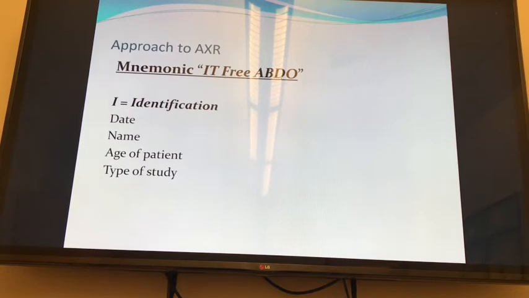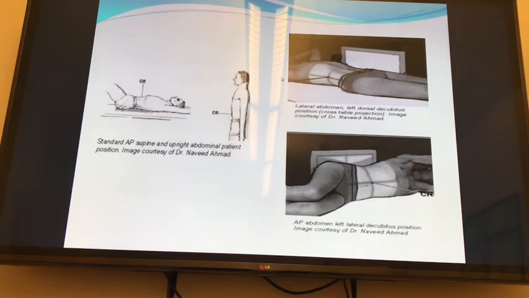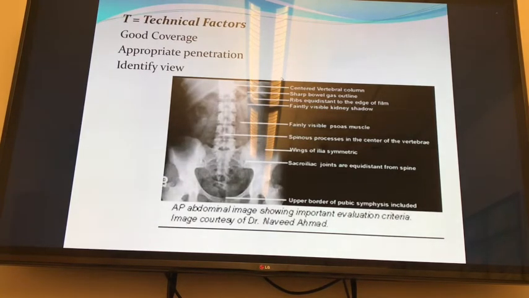Abdominal X-ray identification. What sort of view are you looking at? Technical factors: I'd like to see that the spine is not whited out, that there's enough penetration to see the vertebrae. I'd like to see the fat stripes, which shows that it's good technique and good contrast. You'd like to see that it's symmetrical, so the wings of the pelvis look the same size, everything's kind of midline.